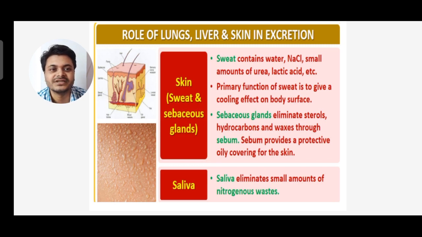Next is saliva. Saliva eliminates a small amount of nitrogenous waste. So these are the wastes. Saliva also excretes nitrogenous waste, and on this side in skin, that is sweat and sebaceous gland.